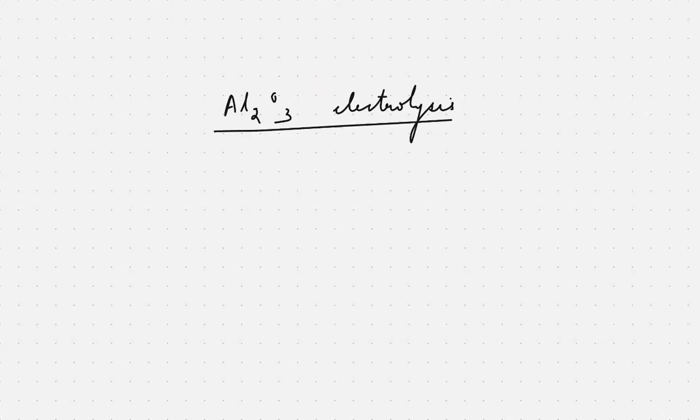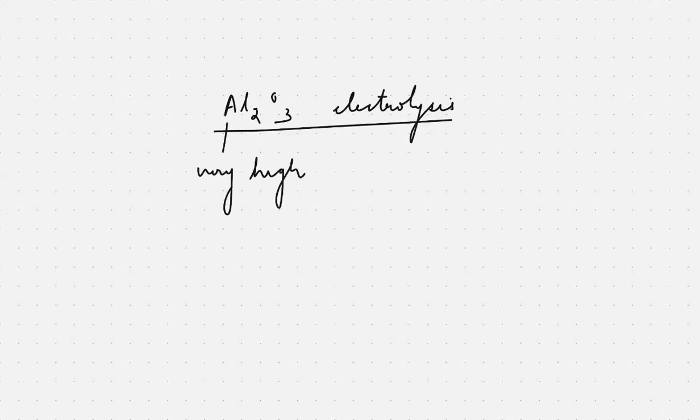Mole. Yeah, right. Okay, let's just do this. So this is basically the Hall-Héroult process. When we deal with Al2O3, what exactly do we do in Al2O3 electrolysis? Just see. First of all, you have to understand that Al2O3 is a very high melting point substance.